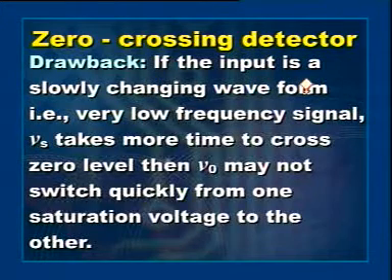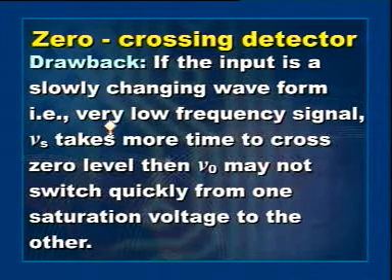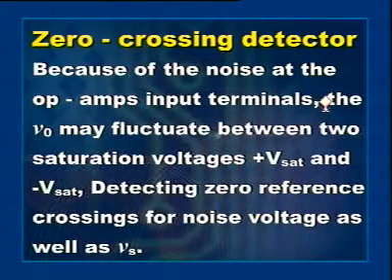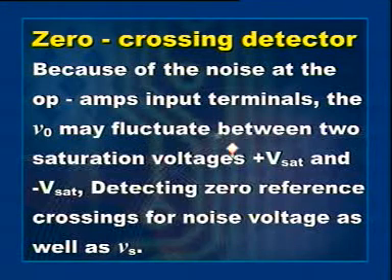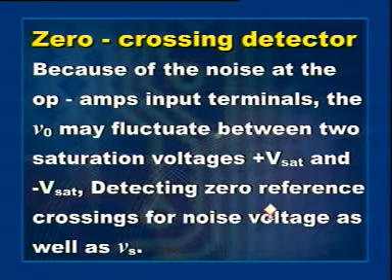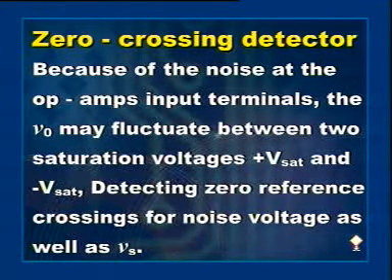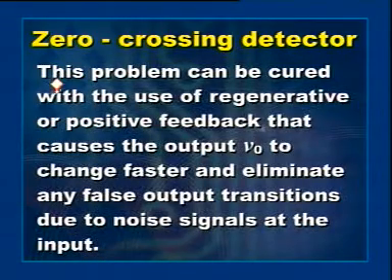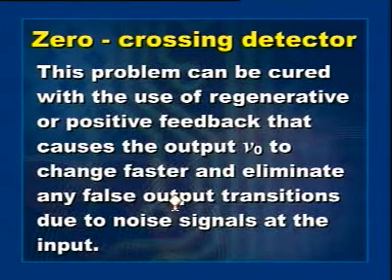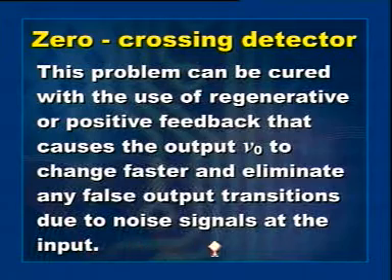If the input is a slowly changing waveform, that is a very low frequency signal, Vs takes more time to cross the 0 level, then V naught may not switch quickly from one saturation level to the other. Because of the noise at the op amp's input terminals, V naught may fluctuate between saturation voltages plus Vsat and minus Vsat, detecting 0 reference crossings for noise voltages as well as Vs. This problem can be cured with the use of regenerative or positive feedback that causes the output V naught to change faster and eliminate any false output transitions due to noise signals at the input.